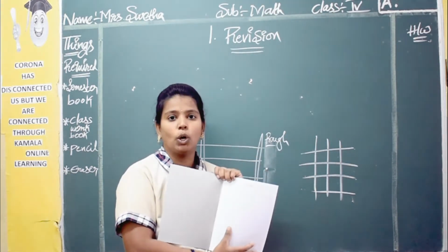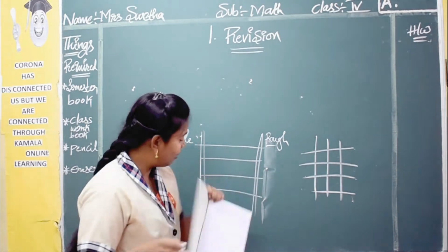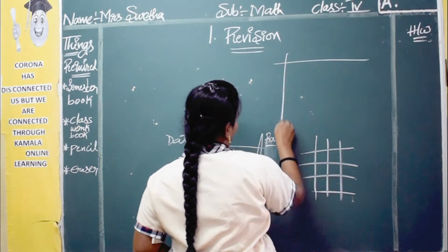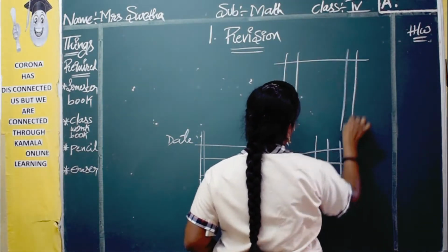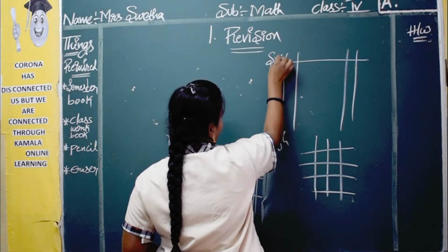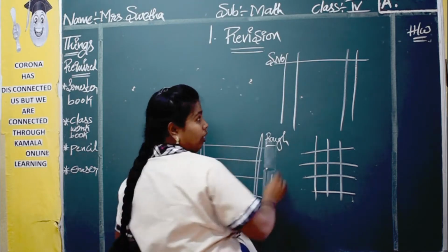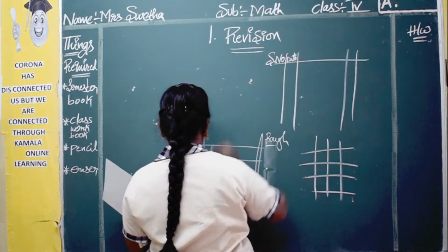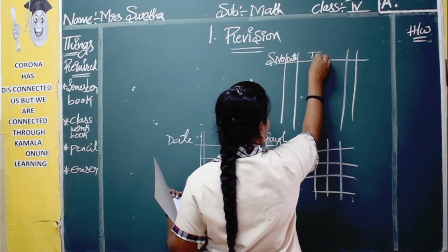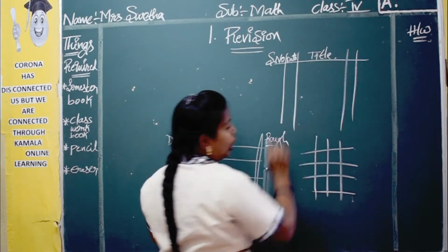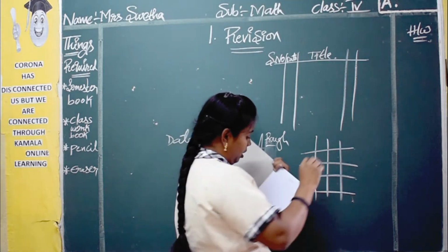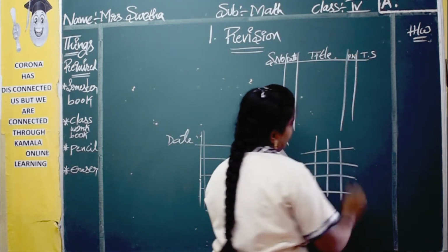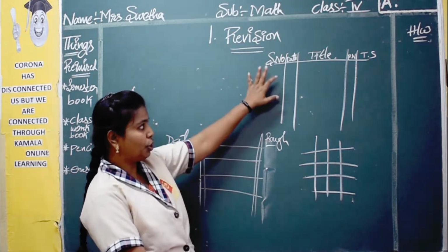After that you have the index column. Children, which columns do you have in it? See, in the index column you are going to have it like this. First you are going to have your serial number. Next, here the date. And here the title. Title means which chapter you are dealing with. And next, the page number. Next you have the teacher's sign. So this is your first page.